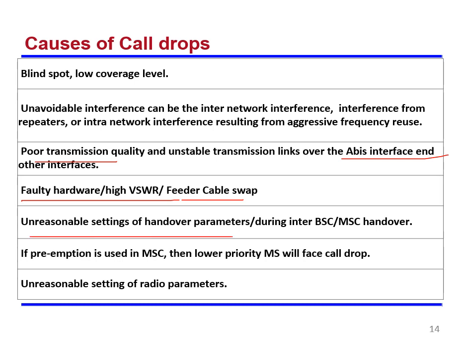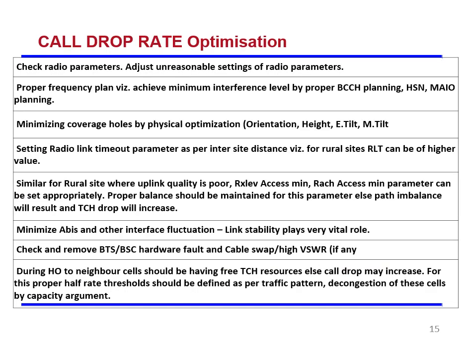And unreasonable settings of handover parameters. Preemption is used in the MSC, so a call may drop. The low priority MS will face call drop. If that option is enabled in the MSC core network, in order to provide service to the high priority customers, the low priority customers will face the call drop. Then there are unreasonable settings of radio parameters. If all things are fine, you have to verify the various OMCR advanced parameters to find the reasons for the call drops. So these are the causes.